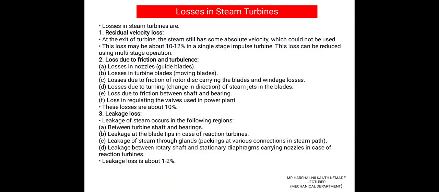Leakage of steam occurs in the following regions: between turbine shaft and bearing, leakage at a blade tip in the case of the reaction turbine, leakage of steam through a gland, packing at various connections in a steam path, leakage between the rotary shaft and stationary diaphragm carrying nozzle in the case of the reaction turbine. Leakage loss is about 1 to 2%.